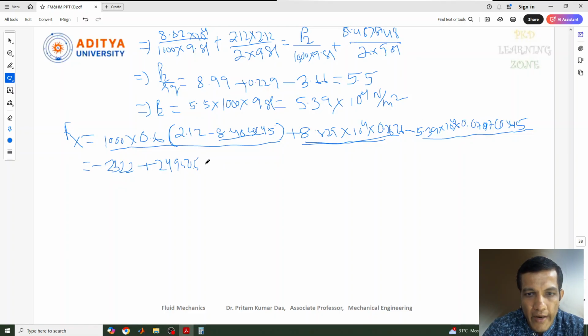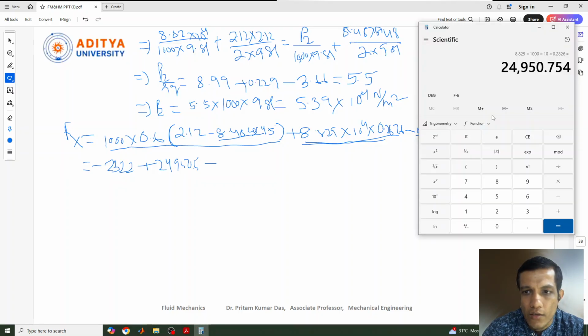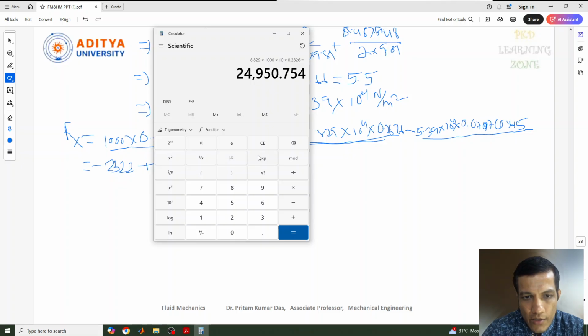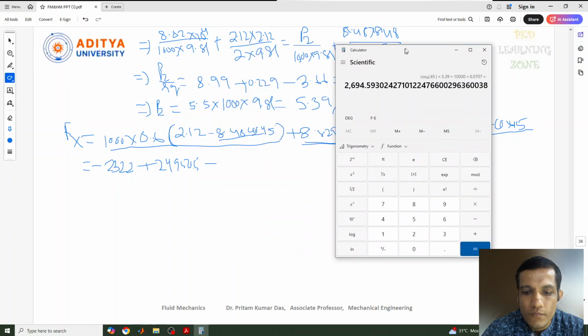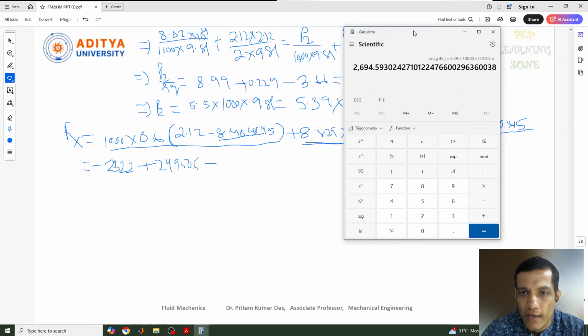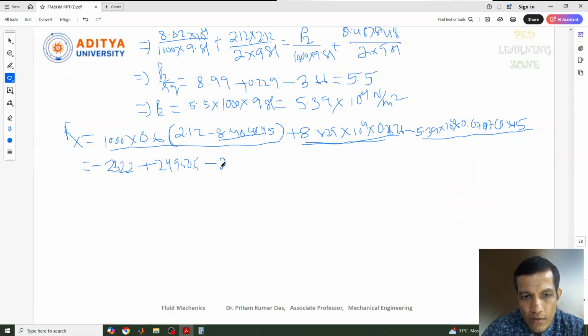Now the next value is minus, again cos 45 is there, and the multiplication of this one. So you can do that again. I'll go for cos 45 again, multiplied by 5.39 into 10 to the power 4 into 0.0707, which gives 2694. Something like this, 2694.5. Now you solve this, and we'll get the value of Fx.